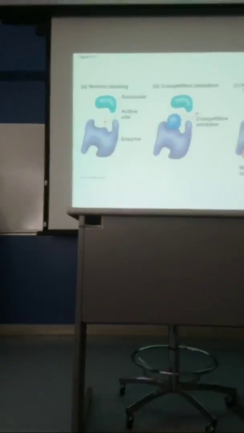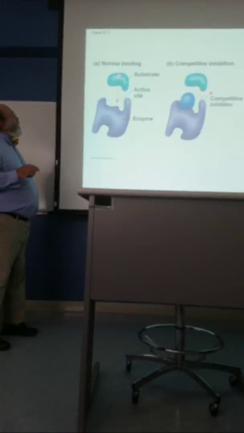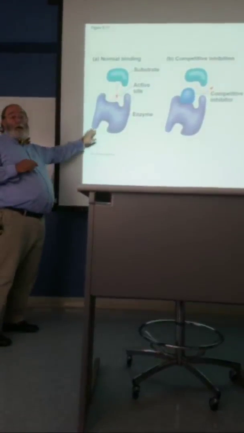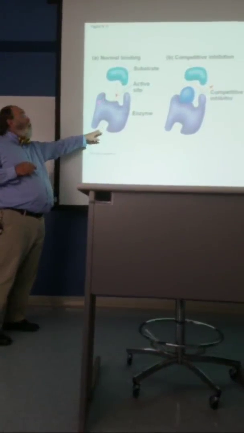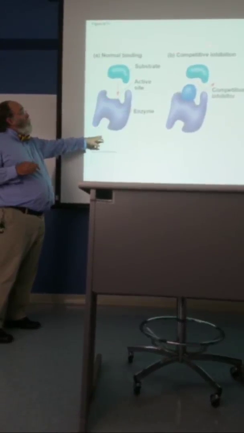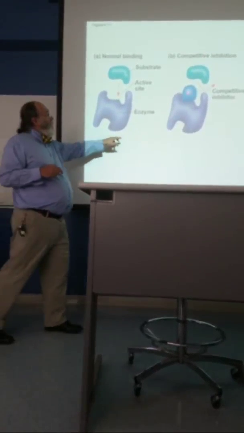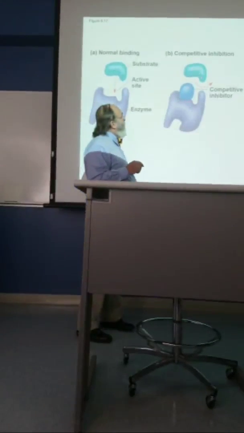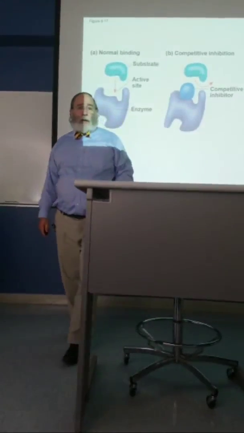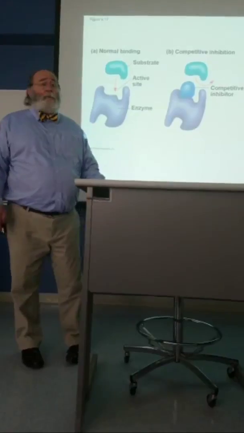Notice, this is what is supposed to be happening. You've got a substrate in your body, this enzyme is supposed to work on it. Competitive inhibition: if we put something in here to block that from getting in, then the substrate can't get in, so the product will never be made.